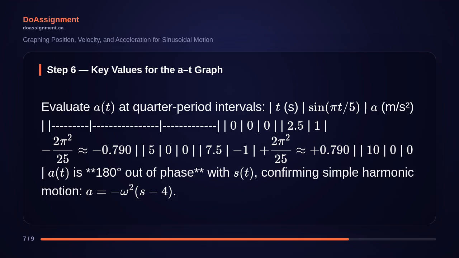Evaluating acceleration at key times. At t equals 0, a is 0. At t equals 2.5 seconds, the position maximum, acceleration is at its most negative, approximately negative 0.790 meters per second squared, which makes sense as the restoring effect pulls the particle back. At t equals 5 seconds, a is 0. At t equals 7.5 seconds, the position minimum, a reaches positive 0.790 meters per second squared. At t equals 10 seconds, a returns to 0. The acceleration graph is an inverted sine wave 180 degrees out of phase with position.